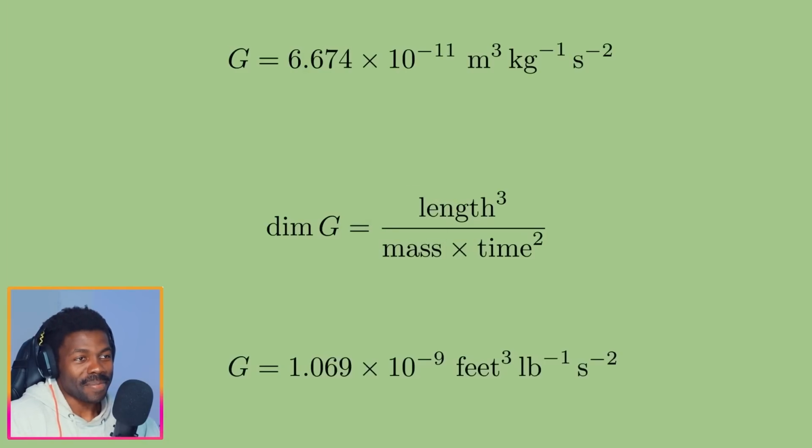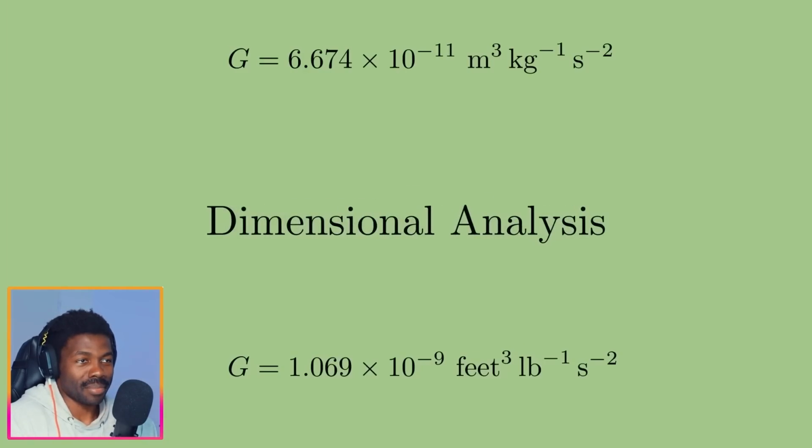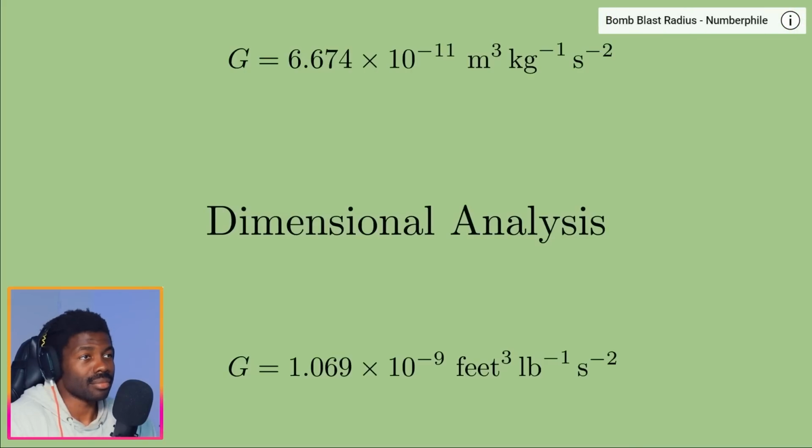This process of only looking at the units in an equation is called dimensional analysis. And amazingly, it can actually be used to figure out what equation you should be using in the first place. There's a good Numberphile video on this that I've linked in the description.